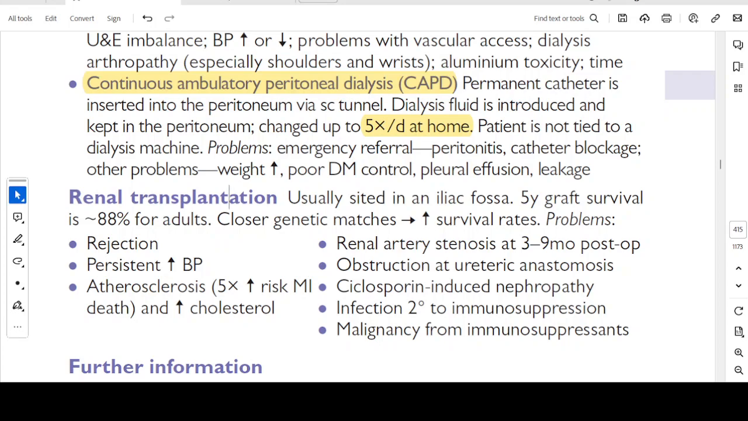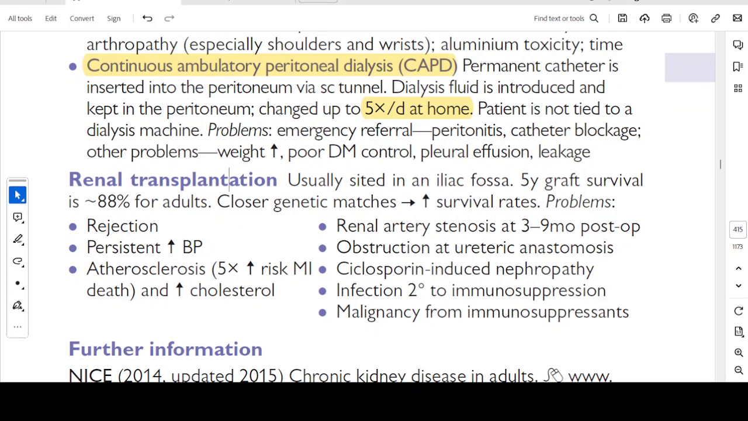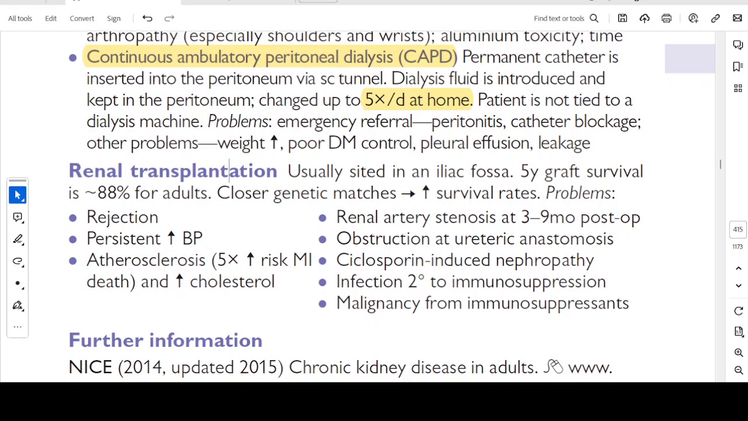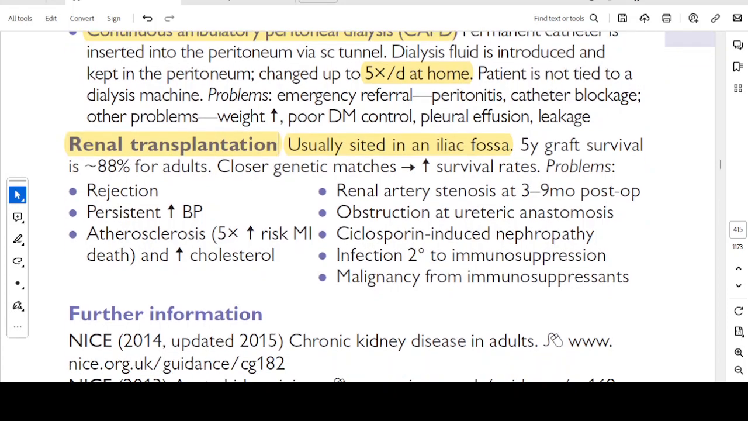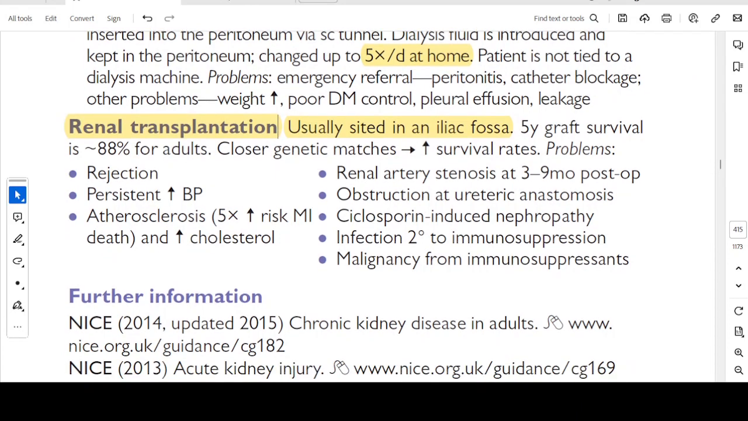Renal transplantation. 5-year graft survival. Usually the transplanted kidney is sited in an iliac fossa and not in the retroperitoneum. 5-year graft survival is more than 88% for adults. Closer genetic matches increase the survival rates.